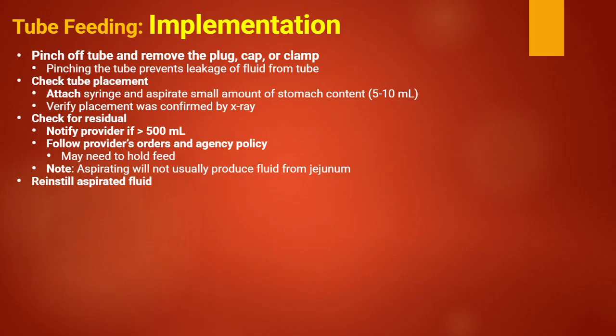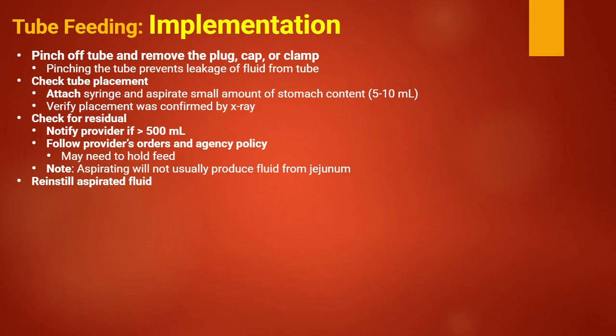After placement is confirmed, check for residual volume to assess gastric emptying and feeding tolerance. Using a syringe, withdraw stomach contents and measure the volume. A residual volume greater than 500 milliliters is often considered high and should be reported to the provider. However, always follow the provider's order and facility policy, as the threshold may vary. If the residual is high, the feeding may need to be held temporarily to prevent regurgitation and aspiration.